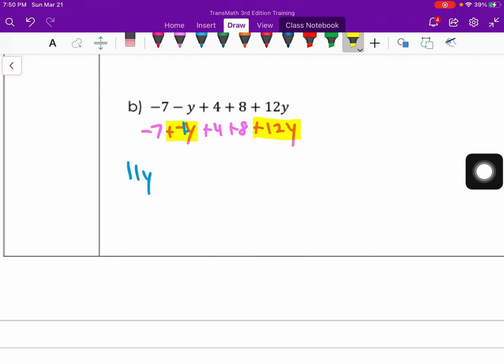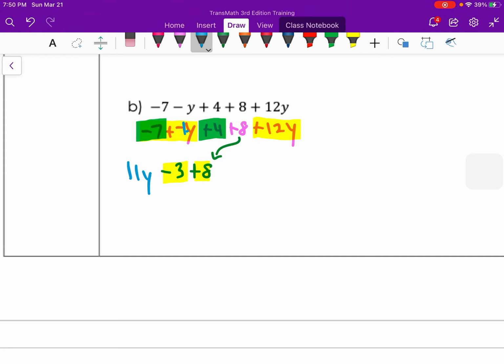Then I'm going to do -7 plus 4. So that's another difference. That is negative because the negative is bigger. So that's going to be a difference of 3. So -3 plus 8. I'm now going to do these like terms. Those are like terms that are also constants. I used the associative property where I did -7 plus 4 for my grouping, and now I'm adding 8. So 11y, this is a difference of 5, and the 8 is bigger, so it's a positive 5.